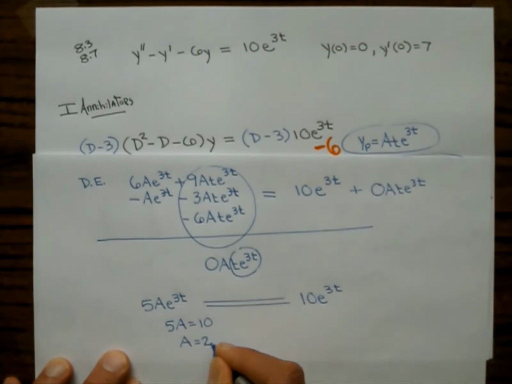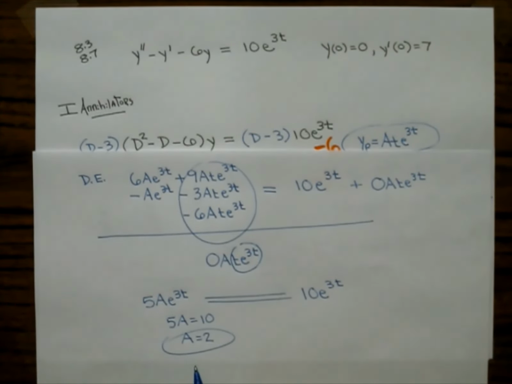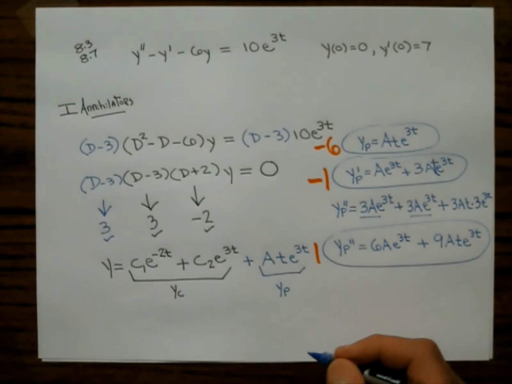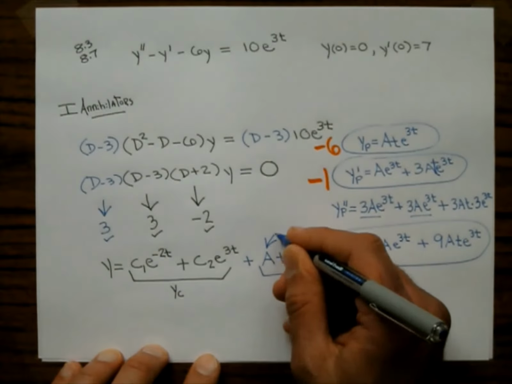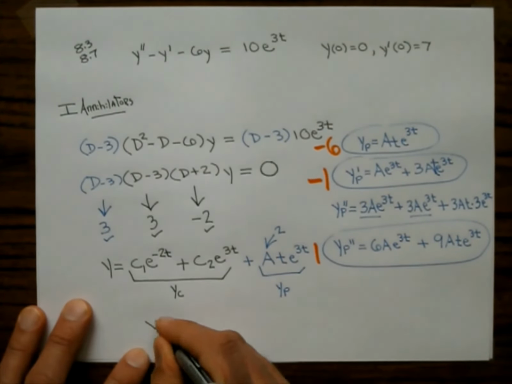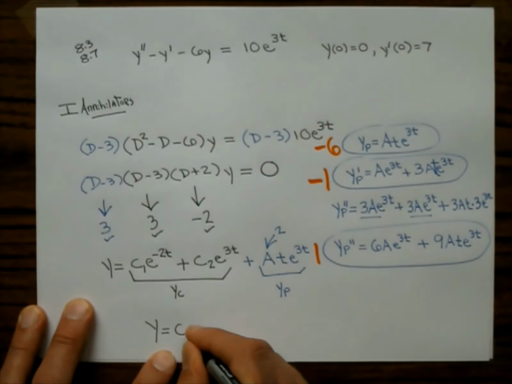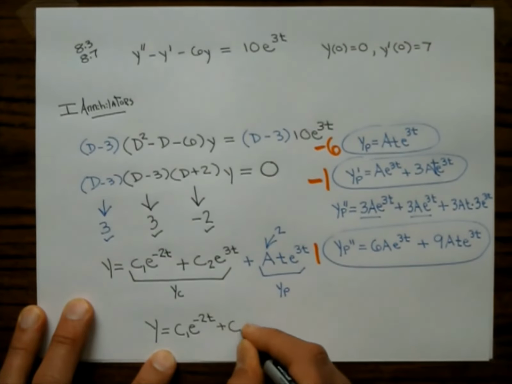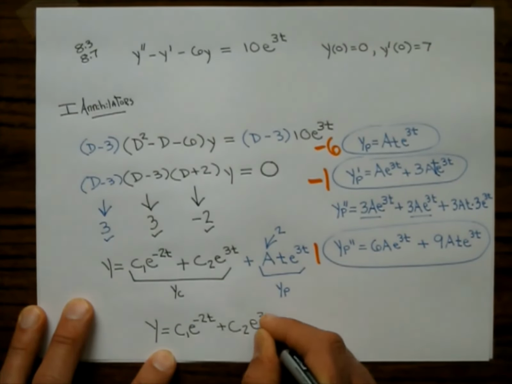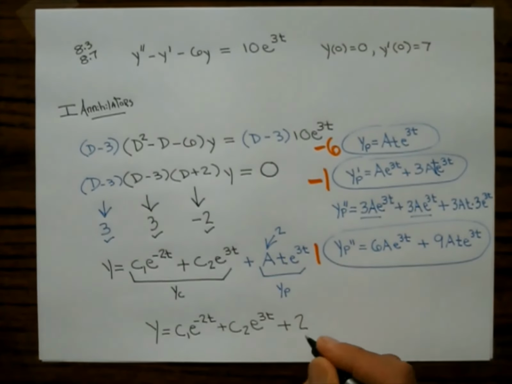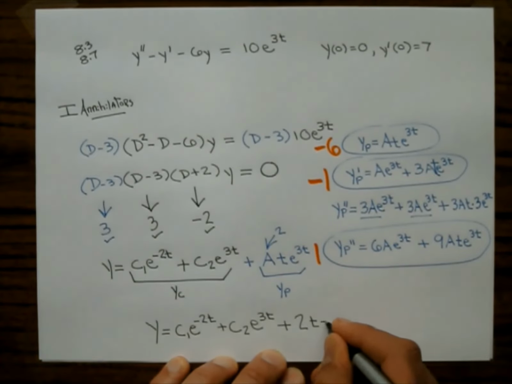A equals 2. Okay, so remember that because I'm going to go back to this paper. A equals 2. This guy right here gets a 2. So my final answer then is going to be C1 e to the negative 2t plus C2 e to the 3t, and then plus 2t e to the 3t.